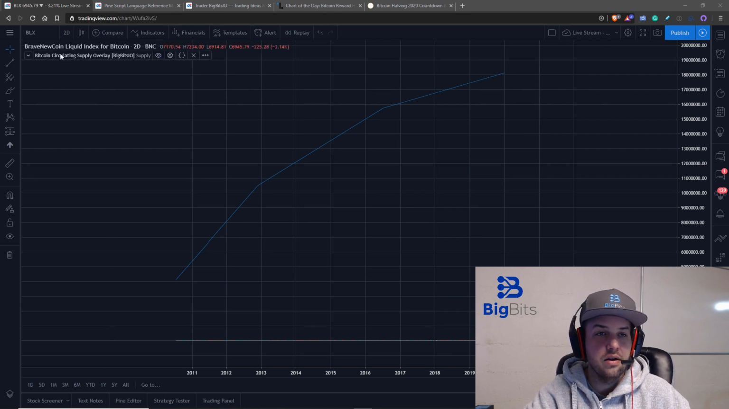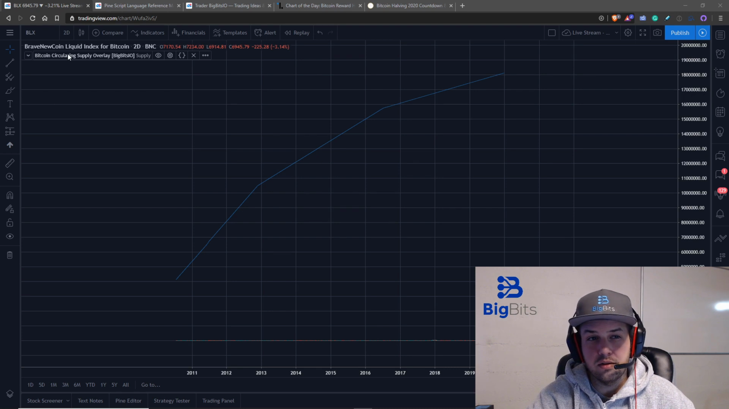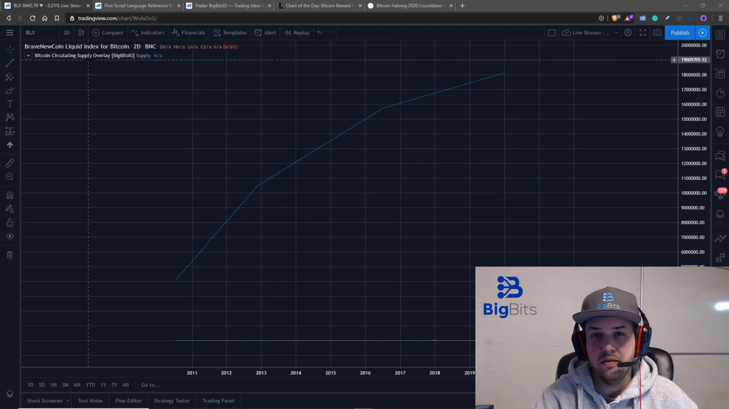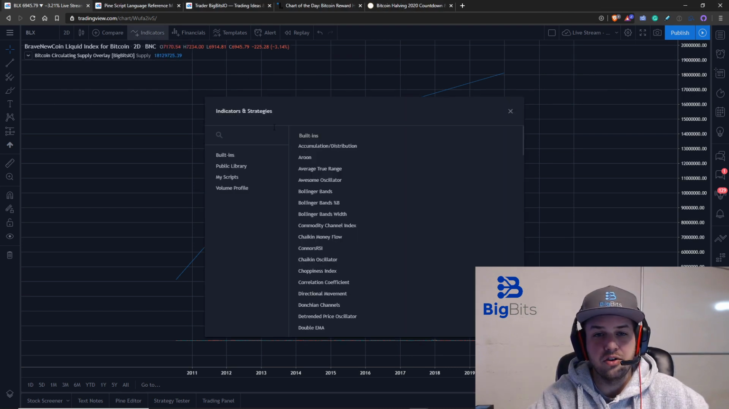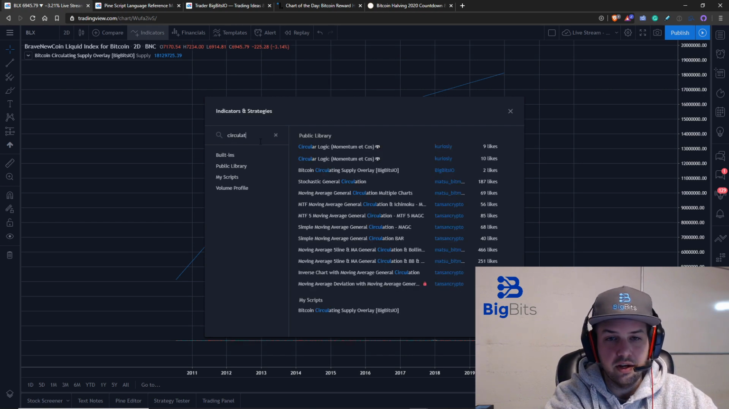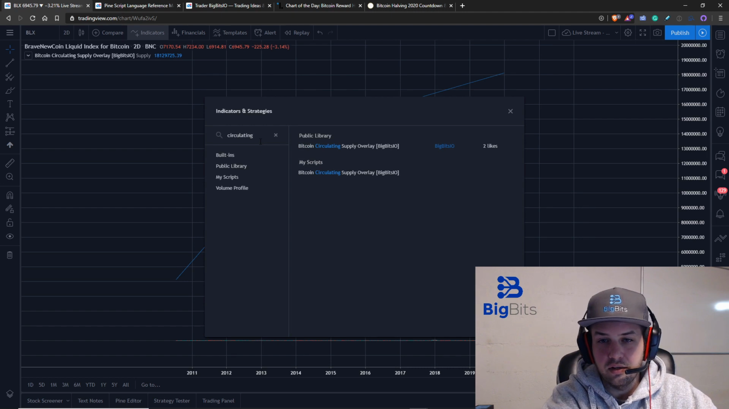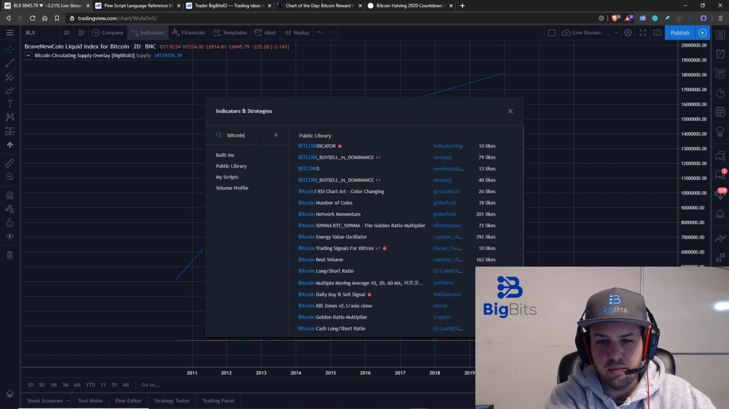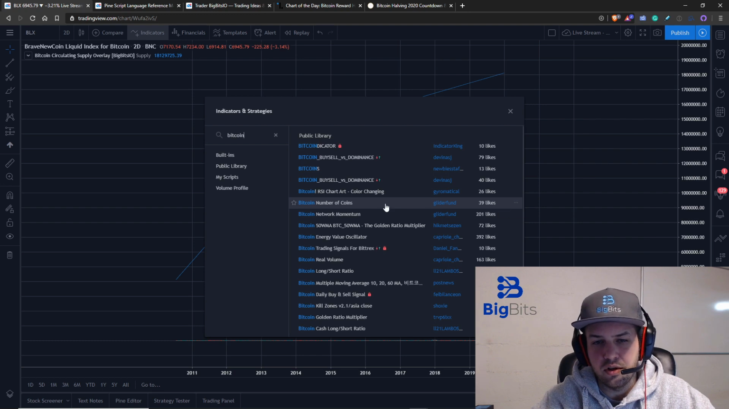You can see that here. I believe it's the only circulating supply indicator on TradingView. At least when I search it, that's what it appears to be. So take another look here. Yeah, so it looks like it's the only one that's out there. I think if you search for Bitcoin, there's some similar thing, number of coins. It's not open source though.